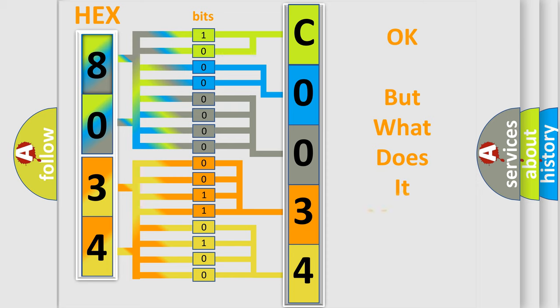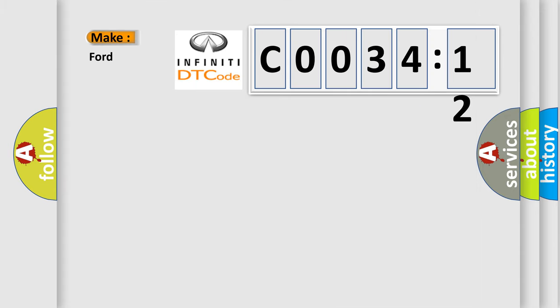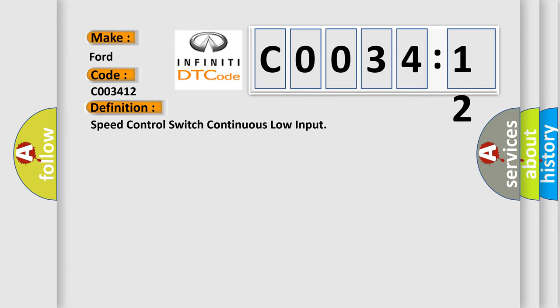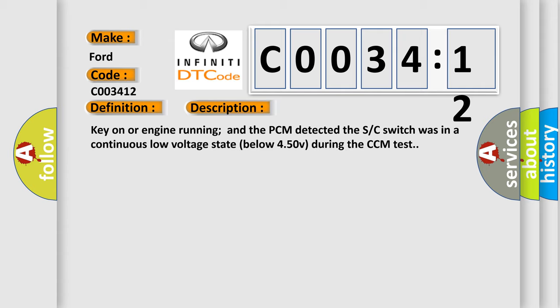The number itself does not make sense to us if we cannot assign information to what it actually expresses. So, what does the Diagnostic Trouble Code C0034-12 interpret specifically for Infiniti car manufacturers? The basic definition is speed control switch continuous low input. And now this is a short description of this DTC code. Key on or engine running and the PCM detected the SC switch was in a continuous low voltage state below 450V during the CCM test.